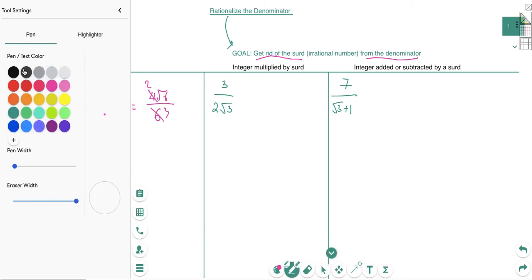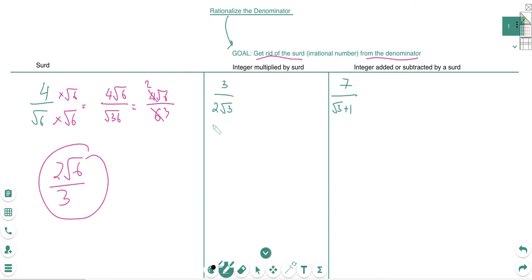Let's look at the next question. The next sort of question is where there's a number being multiplied to the surd. 2 lots of root 3. A lot of people will multiply both sides by 2 root 3. But this is wrong, guys.